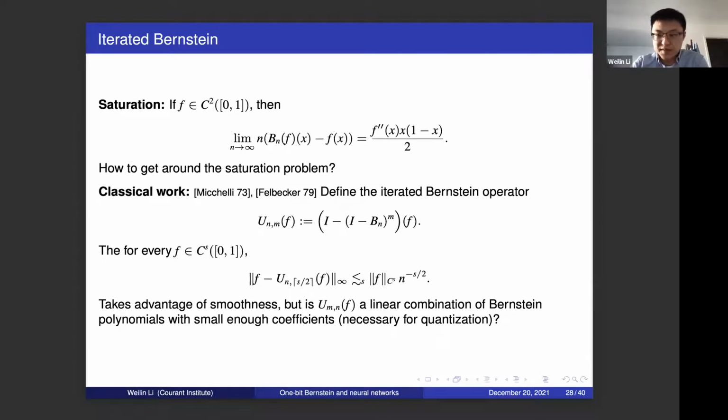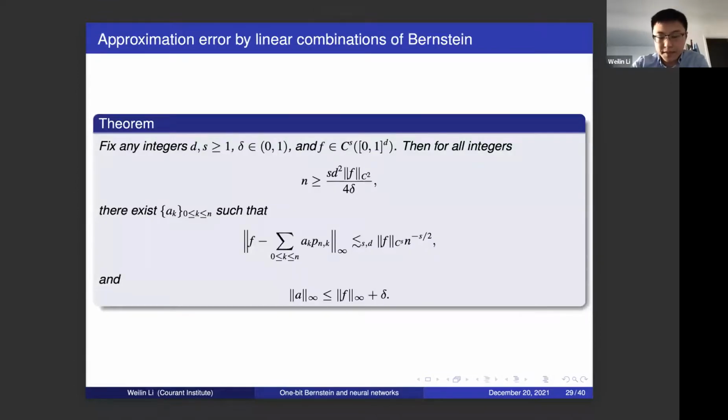So we still have to extend this into higher dimensions. And the second issue is that we don't really want iterative Bernstein, because when we do the quantization, it has to be presented to us in the form of a linear combination of Bernstein polynomials. So after this iterative Bernstein, we'll still have to convert it to a linear one. And we're able to do so, but there is an important aspect here. The theorem says that for any dimension, for any smoothness, for any delta, for any C^S function f, as long as n is sufficiently large, we can approximate f with a linear combination of Bernstein polynomials. And this actually takes advantage of the smoothness.